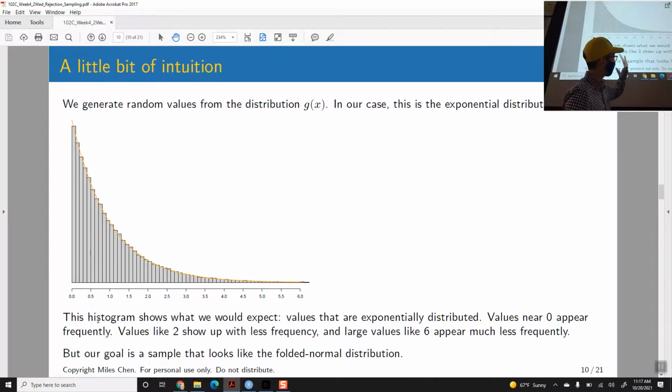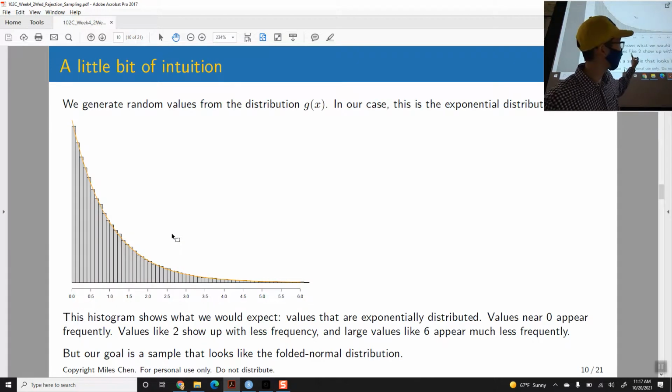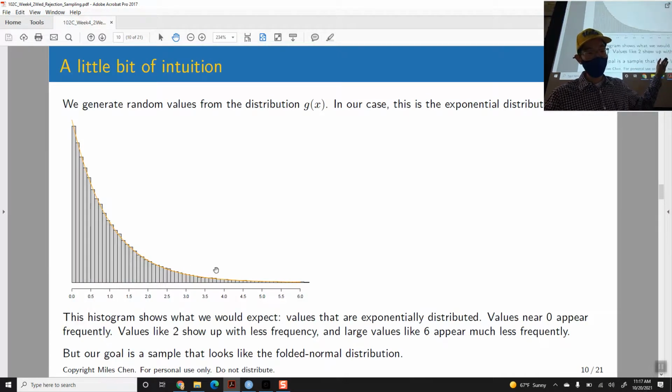Okay, so this picture, what I want is for it to give you a tiny bit of intuition here. So again, we generated values from the exponential distribution. Here is the histogram of the proposed x values. The proposed x values follow the exponential distribution. Because I generated 100,000, we have very close alignment. There's just a tiny bit where it's a little different from the theoretical PDF, but the proposed values follow the exponential distribution.